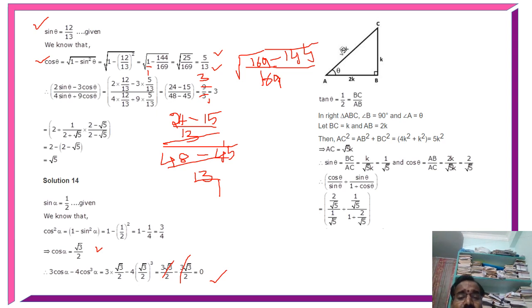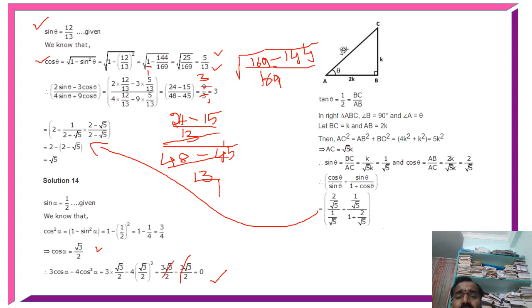Again, one more problem is given, students. This part is a continuation. Here it is given that tan theta equals 1 by 2. Now we are doing it by using a right triangle. Tan theta is 1 by 2, I mean opposite side by adjacent side. Sin is defined as opposite side by hypotenuse. Cos is defined as adjacent side by hypotenuse. And tan is defined as opposite side by adjacent side. So tan is given. According to this diagram, BC by AB is 1 by 2, so BC is K and AB is 2K.